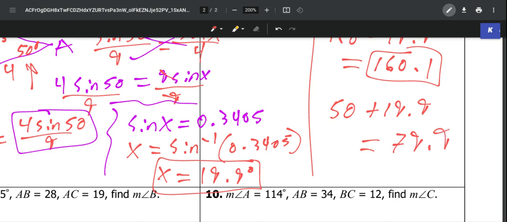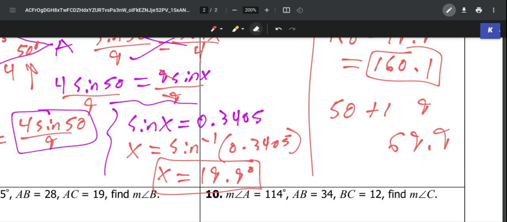Am I crazy or is it 69? Yeah, it's 69. I'm losing my mind. All right. So as you can see, that works because that's less than 180 degrees. So that works, first of all.